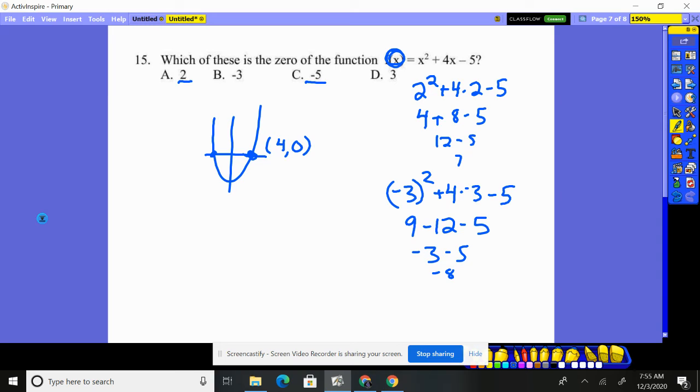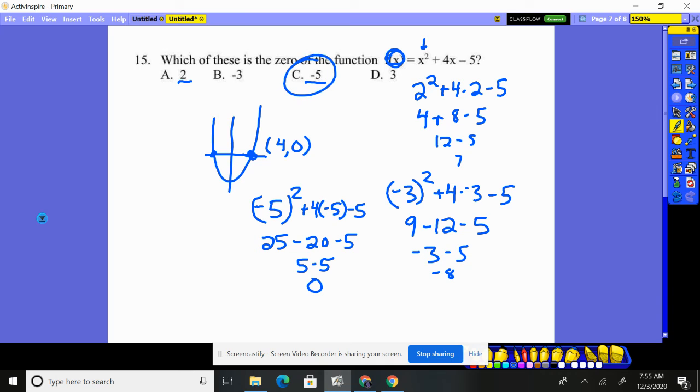Let's try the -5, the next one. Plug -5 in for the x here. -5 squared plus 4 times -5 minus 5. This is 25 minus 20 minus 5. Look what we have. We got an answer of 0. That means this is one of the solutions. In other words, right here, that graph is crossing at -5, and the y value would be 0. We're looking for what value we plug in that will make the answer 0.